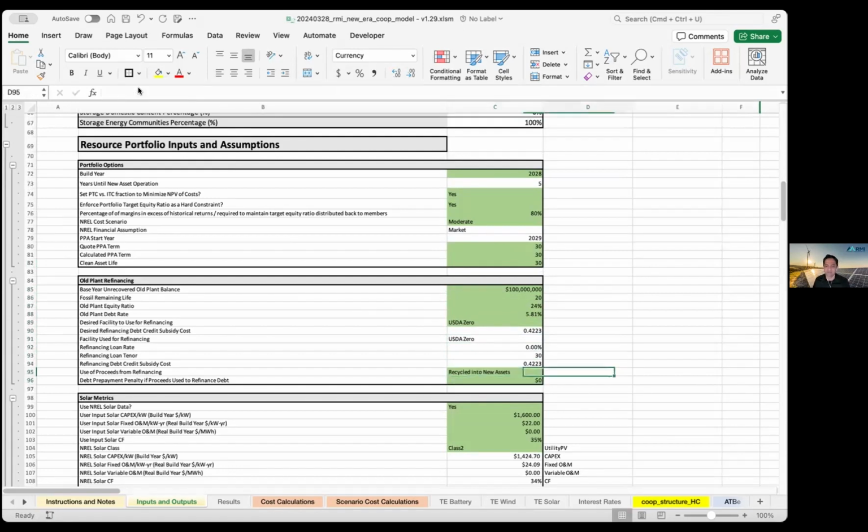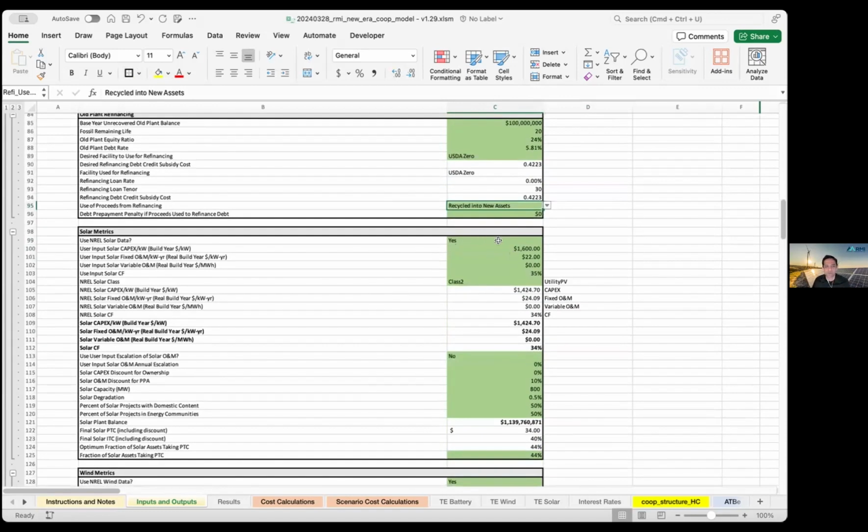I'm keeping the old debt that I had, but I'm going to assume that with this refinancing, I've got the flexibility from USDA to use it to get capital for that unrecovered balance, to remove it from my rates, and just assume that this financing is used to finance my new assets. So I'm going to keep that as recycled into new assets.